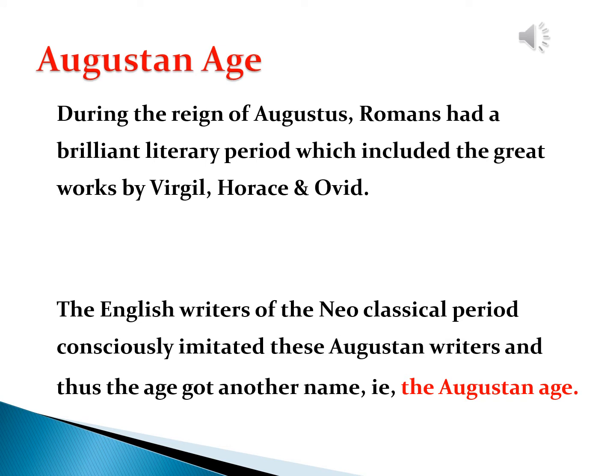Now, let us see how the neoclassical age got the name Augustan Age. During the reign of Augustus, Romans had a brilliant literary period which included the great works by Virgil, Horace and Ovid. The English writers of the neoclassical period consciously imitated these Augustan writers, and thus the neoclassical age got another name, that is the Augustan Age.